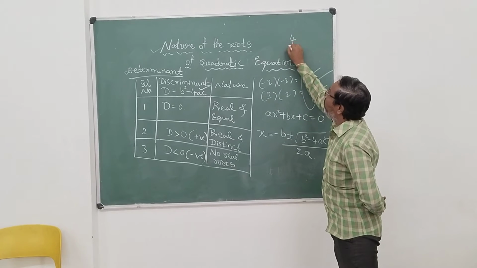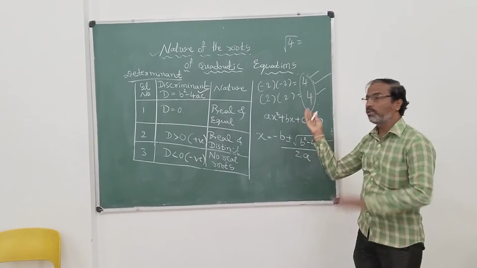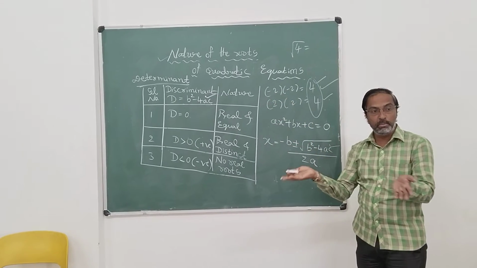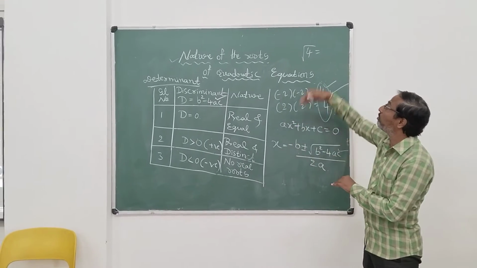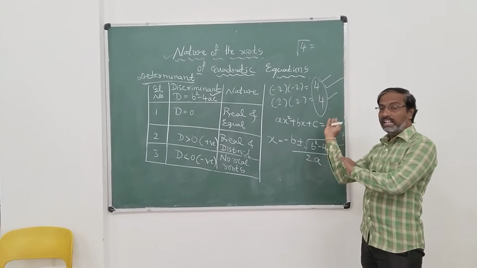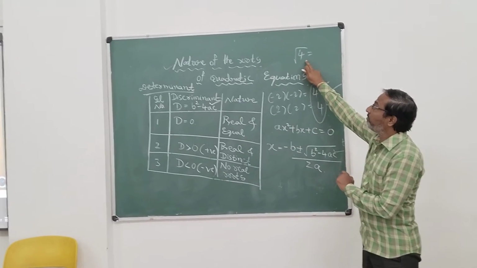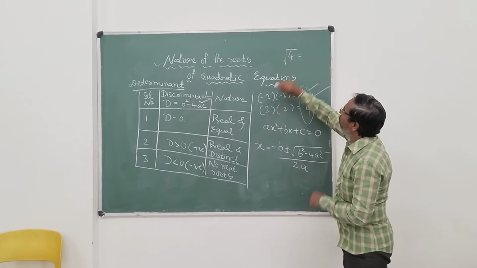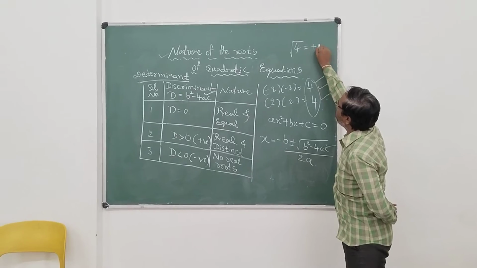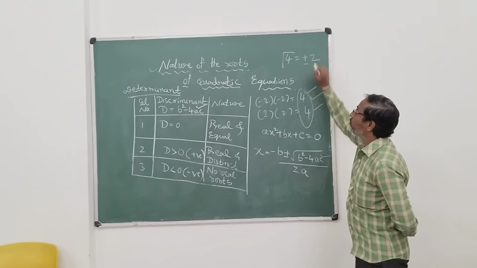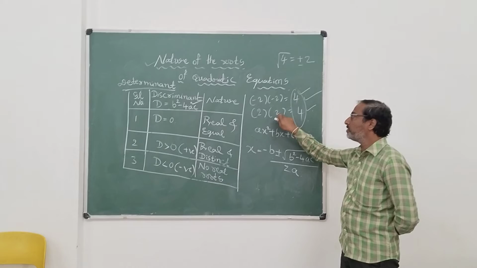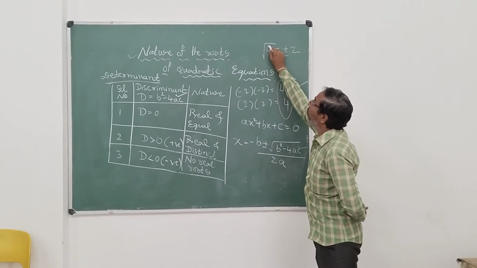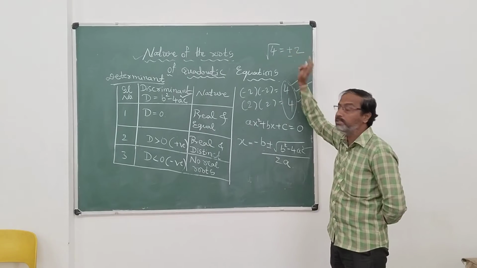Then what about its square root? Square root of 4 means the number which, when multiplied by itself twice, gives the square number. So the square root of 4 may be plus 2 or it may be minus 2, because plus 2 into plus 2 is 4, and minus 2 into minus 2 is also 4. So the square root of 4 is either plus 2 or minus 2.